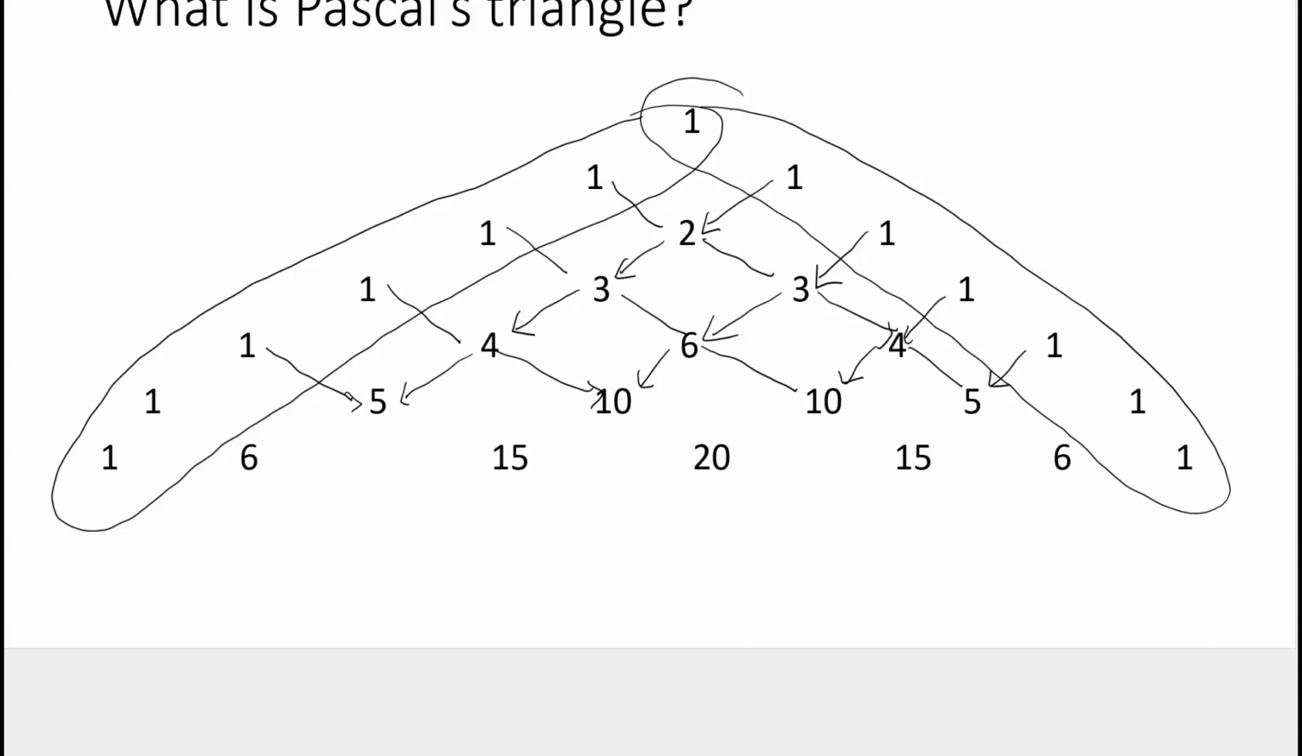On the next line, 1 plus 5 gives us 6. 5 plus 10 gives us 15. 10 plus 10 gives us 20. 10 plus 5 gives us 15. And 5 plus 1 gives us 6. That's just how it looks, all right? Those are just at this stage numbers that you can see there, how they're worked out from the previous line. Just put in your ones down the outside and then continuously add up pairs of numbers as you go through.